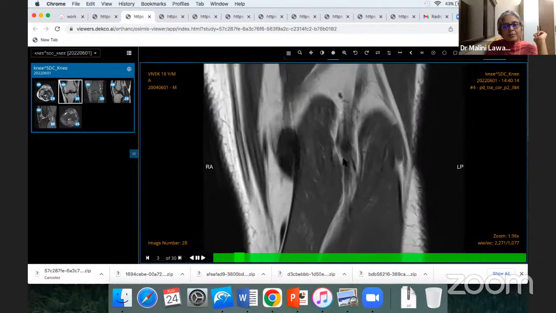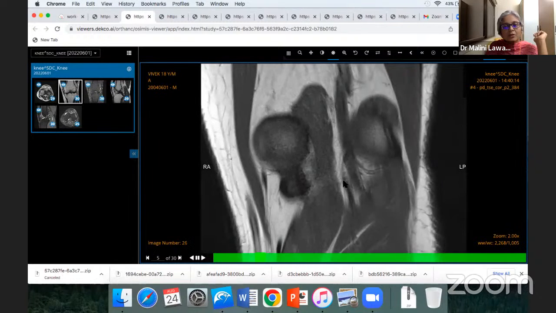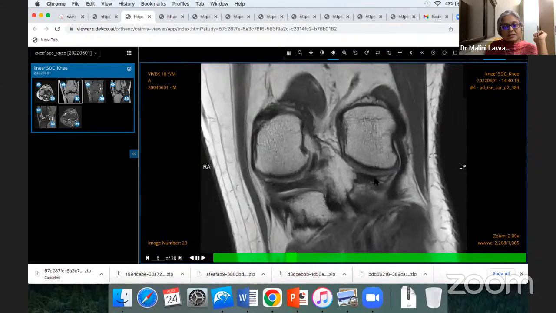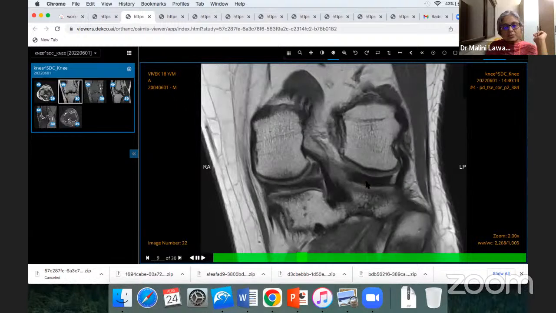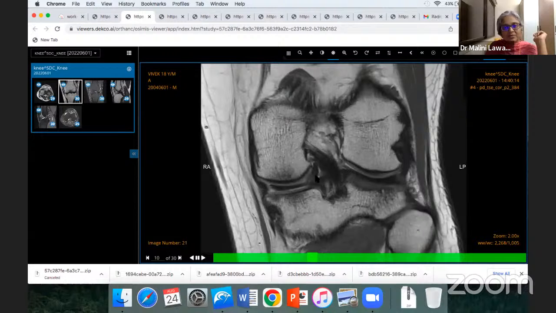We are coming from posterior to anterior. What do we see? This is the posterior horn of the medial meniscus, posterior horn of the lateral meniscus. Can you see this here? Can you see this piece here? Normally we would not, this is PCL. Normally we would not see this whole piece here. So this is a flap which is here.